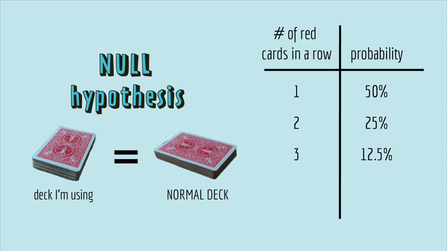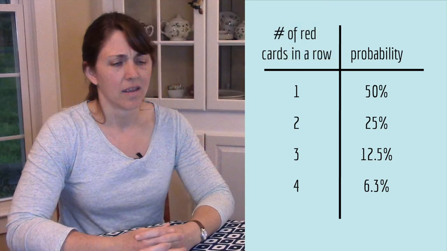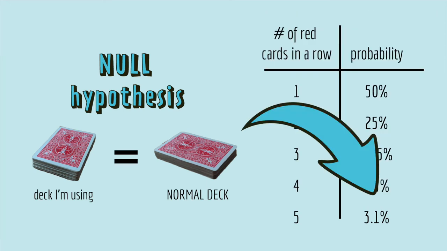As I kept flipping over cards, the probability of getting that many red cards in a row, if the deck I'm using is the same as a normal deck, kept going down. You started getting suspicious, but you weren't sure yet that it was a rigged deck. Finally, when I flipped over the fifth red card, that's when you said, "There's something wrong with your deck." Because if the deck I'm using is the same as a normal deck, the probability of getting five red cards in a row is 3%. And because that's so unlikely, I thought, I don't think the deck you're using is a normal deck.